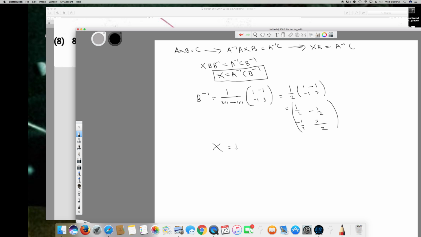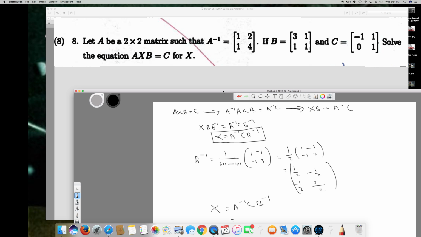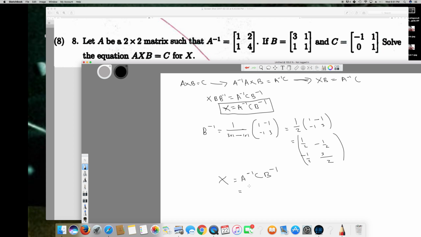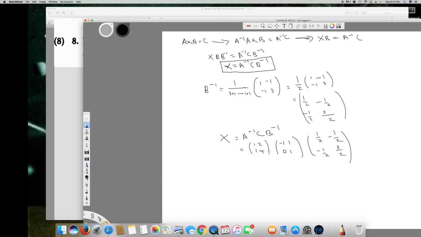So X is equal to A inverse C B inverse. A inverse is given, it's [1 2; 1 4], and C is given, [-1 1; 0 1], and B inverse we have found out, it's [1/2 -1/2; -1/2 3/2]. Now we have all this information. I have to do it one by one. The first thing is I do these two together.